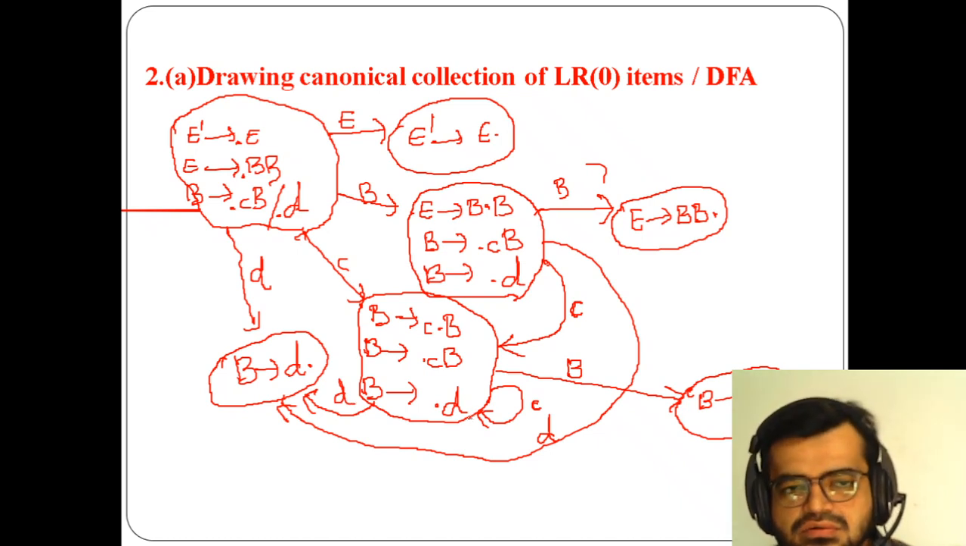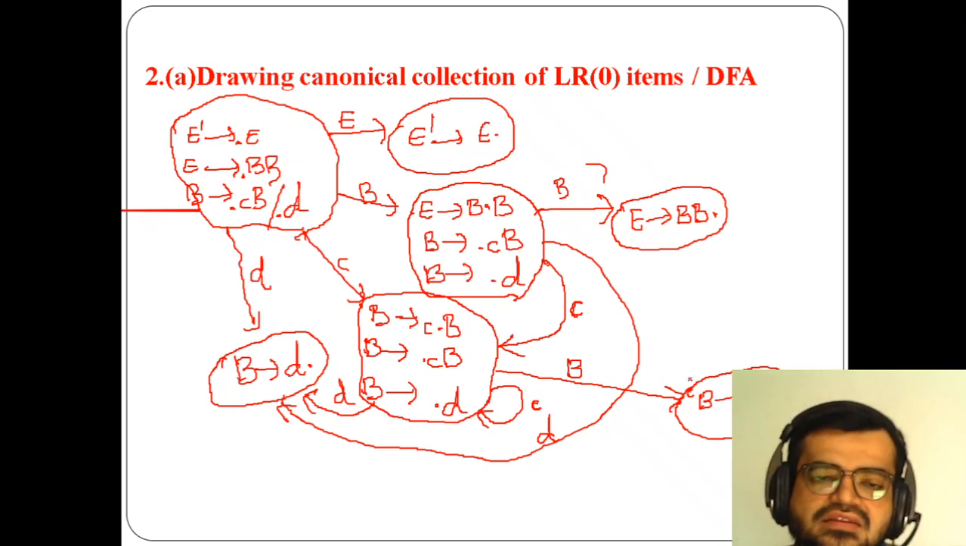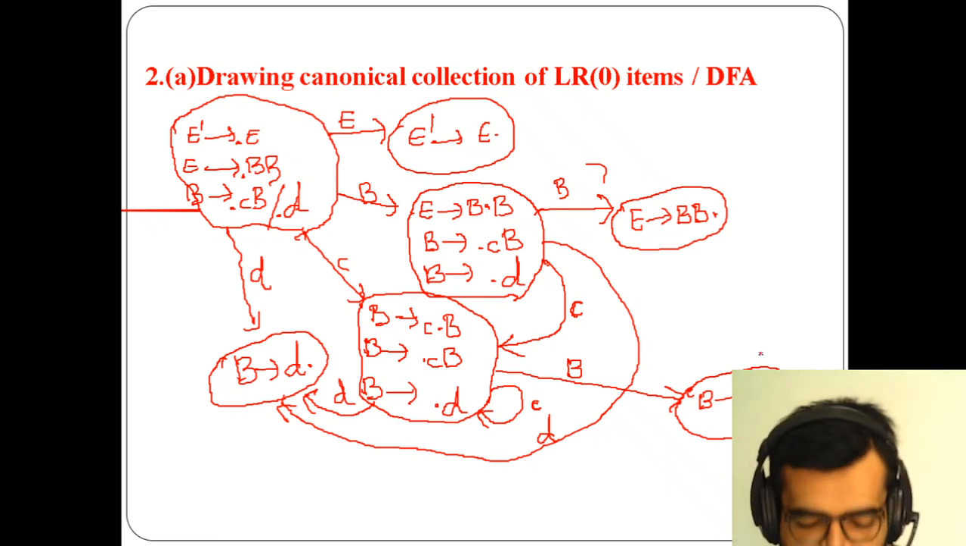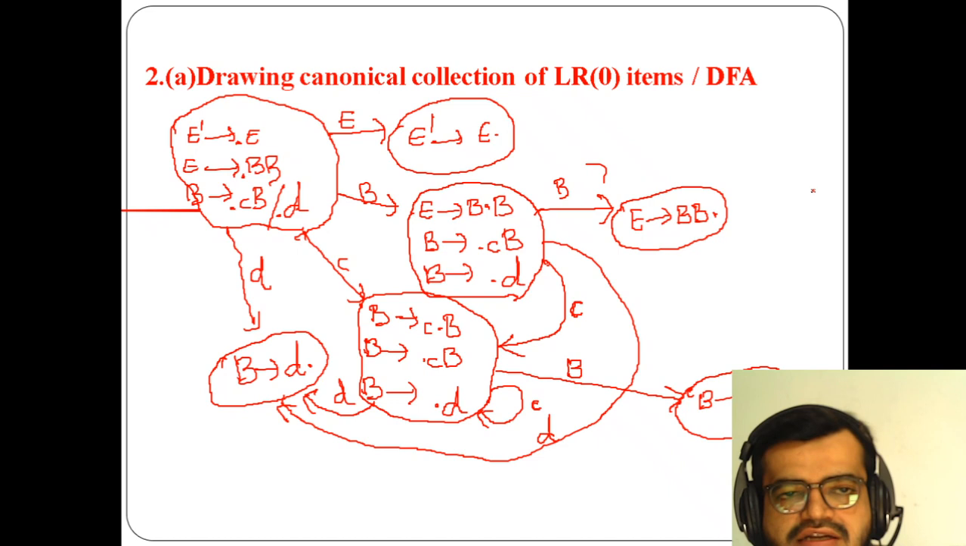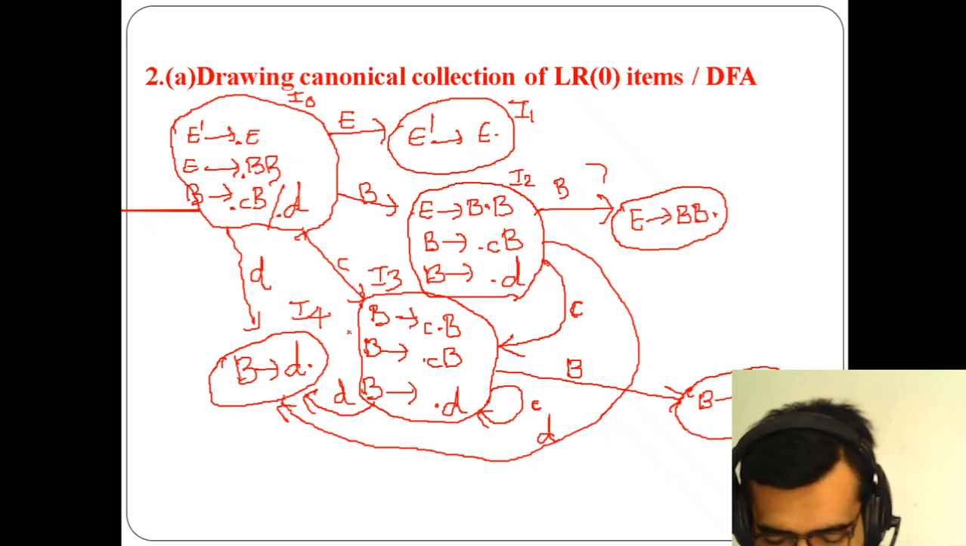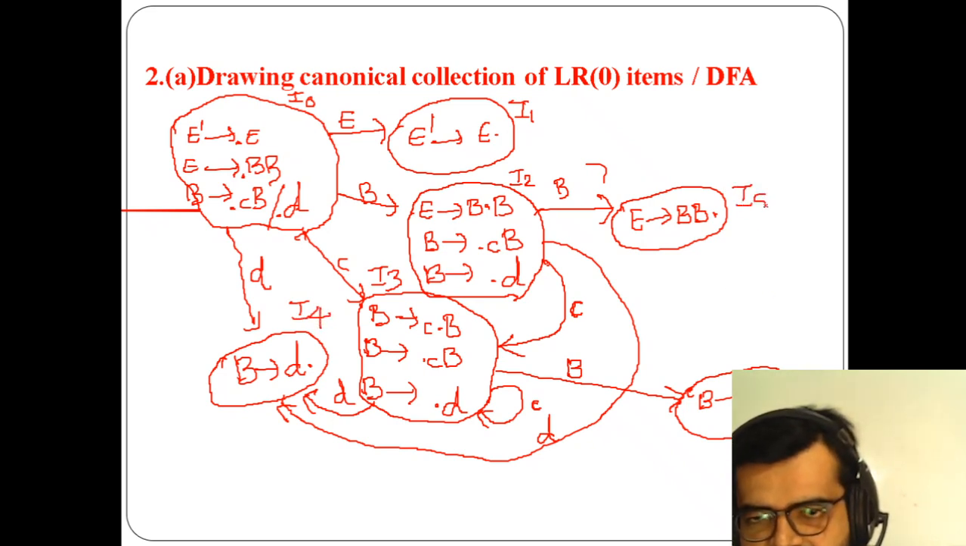So this is how the canonical collection of LR(0) items has been taken. Understand this, very important here. So now what we have to do is name these items, the LR(0) items. This is my first LR(0) item, I0, and you have to go level by level. So this is the first level, and in the second level this one is I1, this is I2, this is I3, this is I4, okay, and in the third level this is I5, and this is I6.